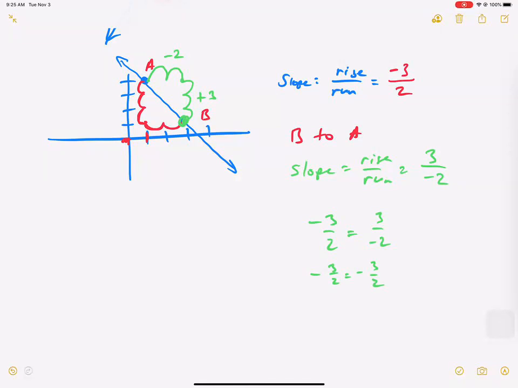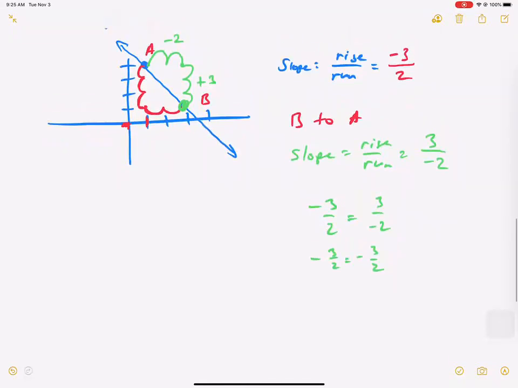Who says A has to be first? Who says B has to be first? Answer, it doesn't matter. Because A and B are points on the same exact line. So if they're points on the same exact line, it doesn't matter who goes first. You can say they're all in the same family. It doesn't matter who goes first. We're all family here.